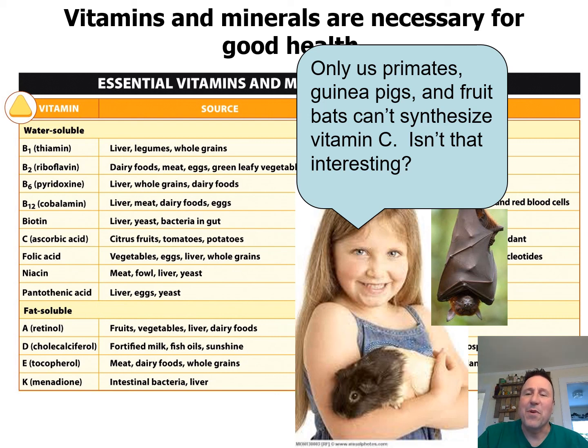You can see, primates, guinea pigs, and fruit bats. So for them, they need vitamin C. But your dog doesn't need vitamin C because it can make it itself. So it just depends how we evolved as what is actually essential for us compared to other animals. All right, the next lecture we will finish this with minerals and talk about some more topics.